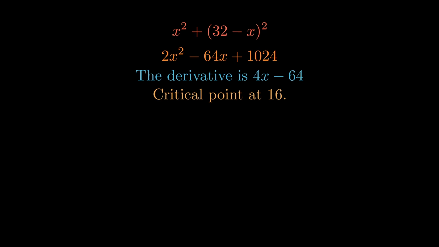We can also see this if we plug in a value less than 16, such as 15, into the first derivative, which is 4x minus 64, we get a negative number. But if we plug in a value greater than 16, such as 17, we get a positive number. So the sign changes from minus to positive, and that means we have a minimum at that point. So 16 is indeed the answer.